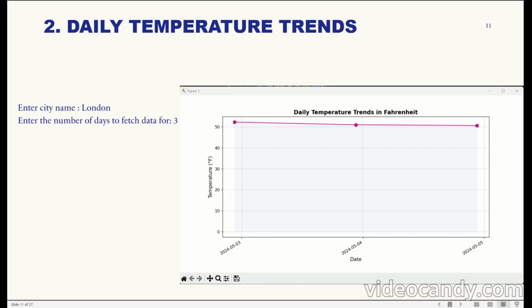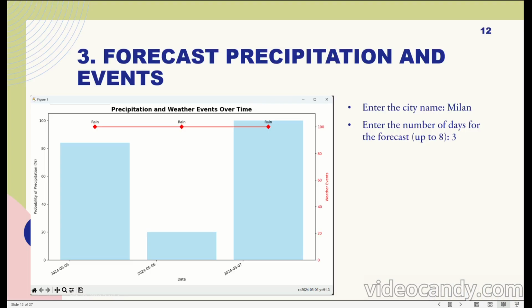Moving on to the second one, which is daily temperature trends. This is the input I have put in, which is London, and number of days, which is 3. It will show a line chart of the daily temperature trends in Fahrenheit. Moving on to the third one, which is a precipitation and weather events over time bar chart. The input I put is Milan and 3 days. It shows that it's probably going to rain for the next 3 days.